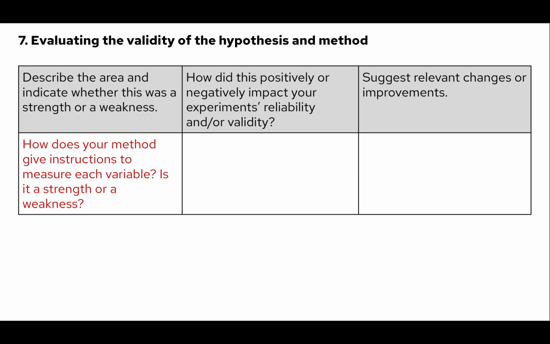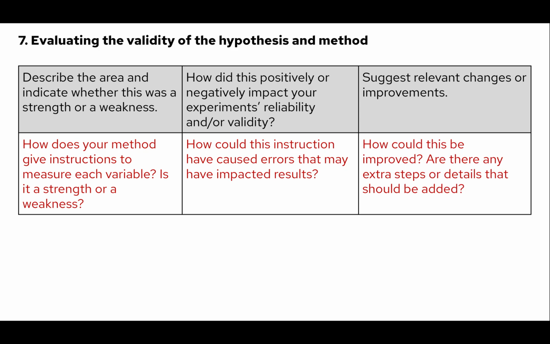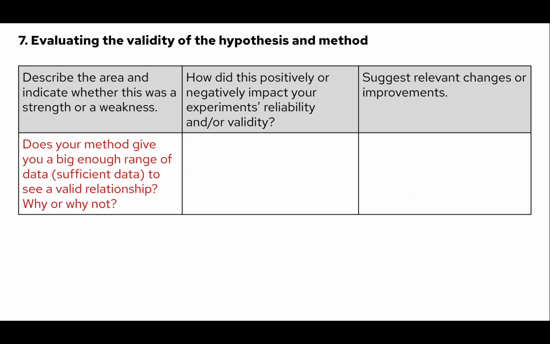Another area you could look at is, how does your method give instructions to measure each variable? And is that a strength or a weakness? How could this instruction have caused errors that may have impacted your results? And then how could this be improved? Again, are there any extra steps or details that should be added?